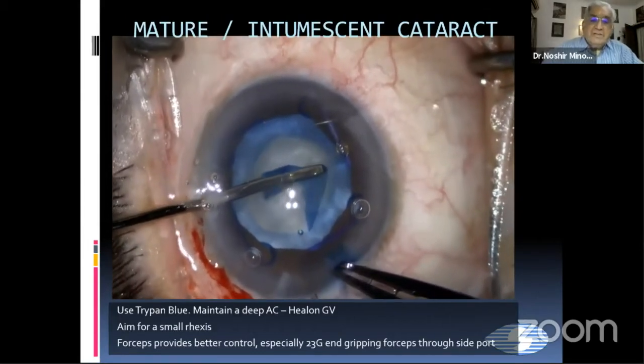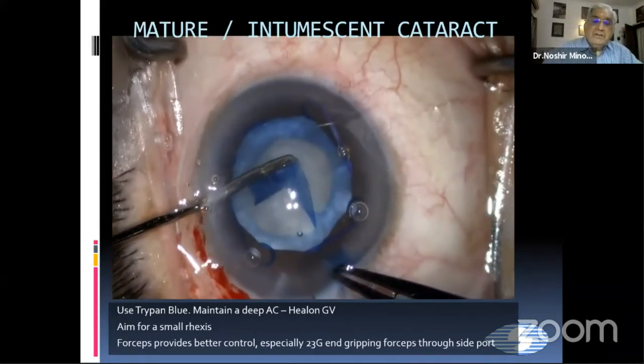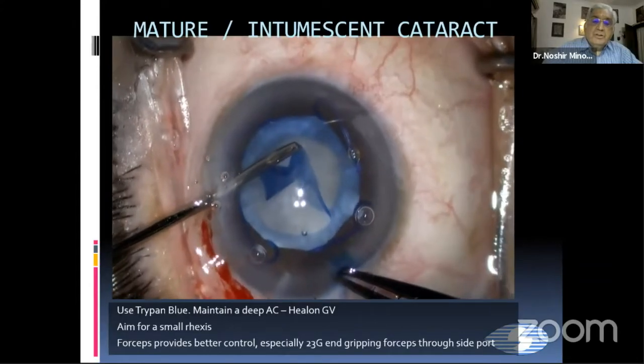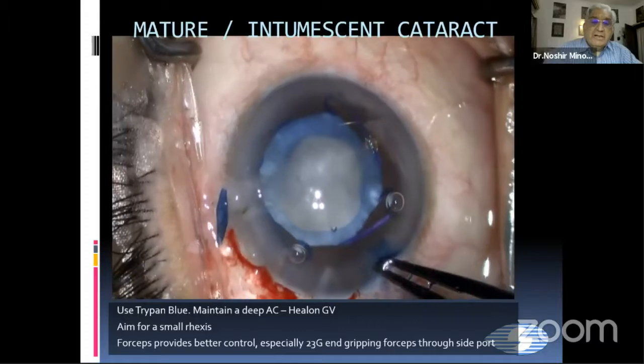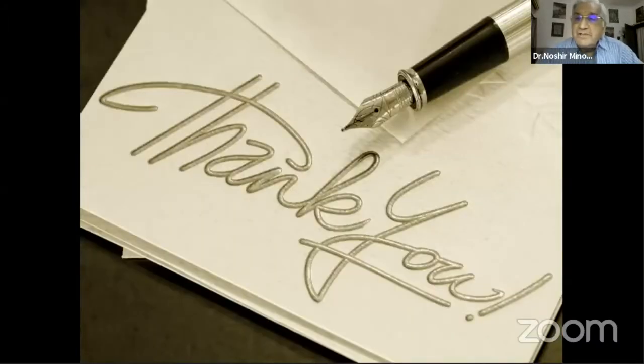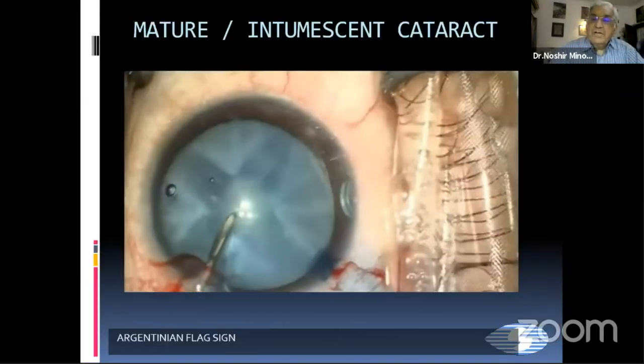So these are the ways you can use to prevent the rhexis from going to the periphery. Thank you very much. Dr. Harbans?